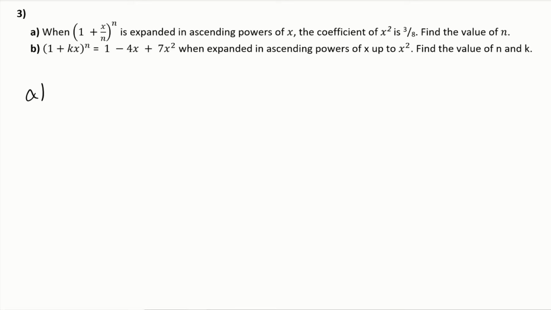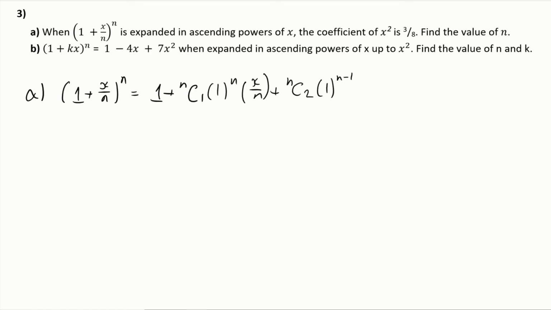Again, we use the same principles, same method that we have used in the other questions in this video. We will expand (1 plus x over n) to the power of n as being 1 plus nC1 times 1 to the n times x over n plus nC2 times 1 to the power of n minus 1 times x over n squared. So for part A, they told us that the coefficient of x squared is 3/8.